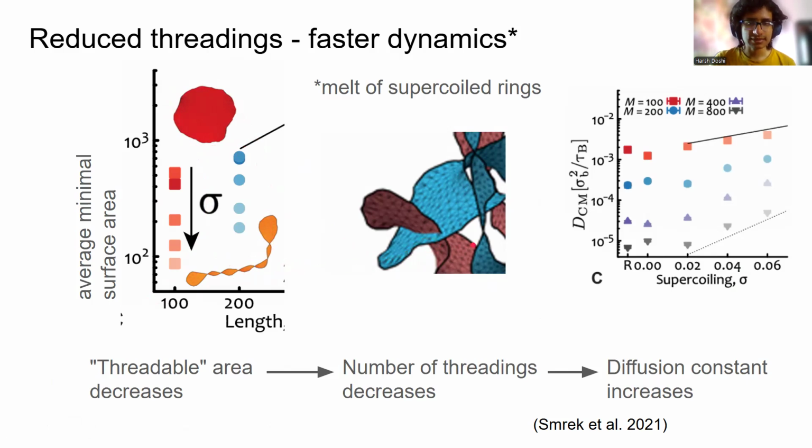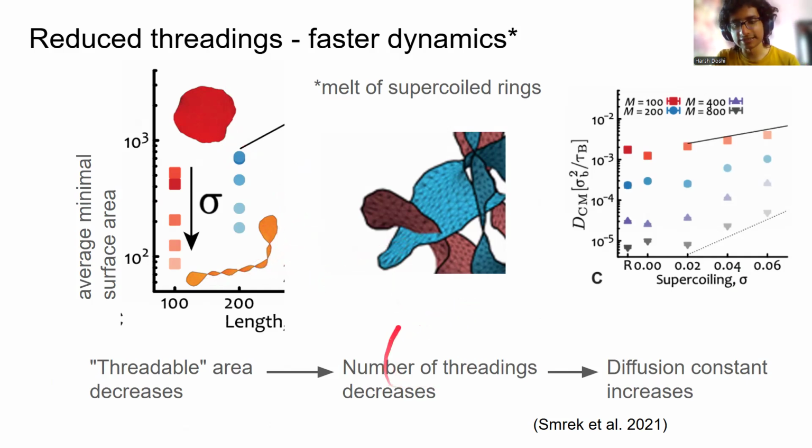What this means is that because the area is more compact, a lower number of other polymers in the melt can be threaded through the area of another polymer. In the case where there's no supercoiling like this, there's more area to be threaded, because it's in an open conformation. So it's relatively easier for another polymer in the melt to just go through this area and get entangled with this polymer. Whereas in the supercoiled state, because there's lower area exposed, the threadings are more difficult and rarer.